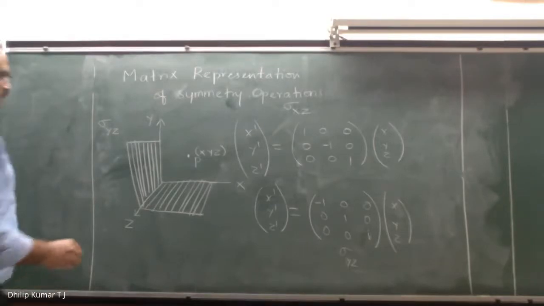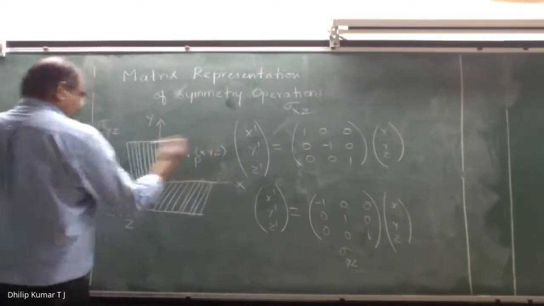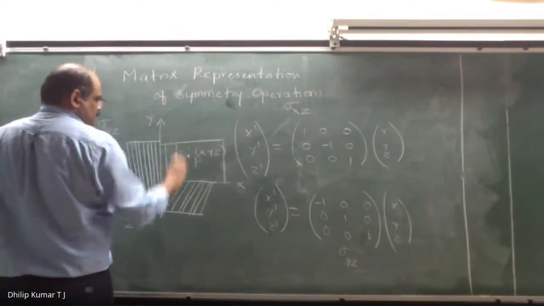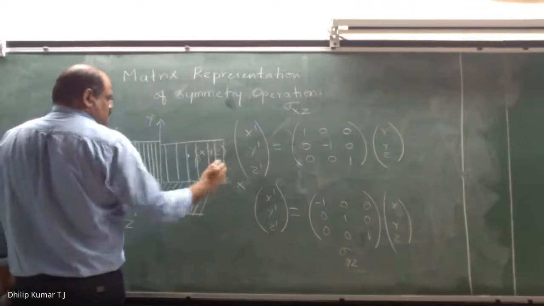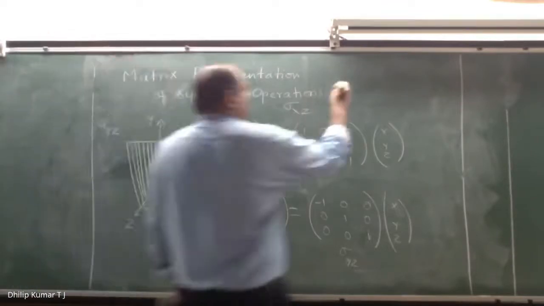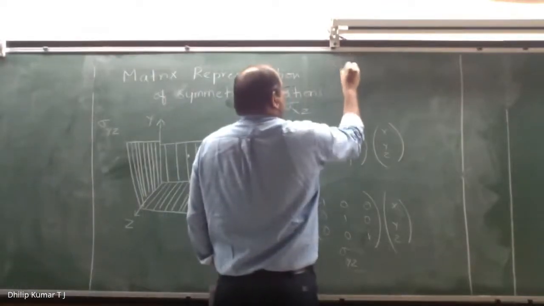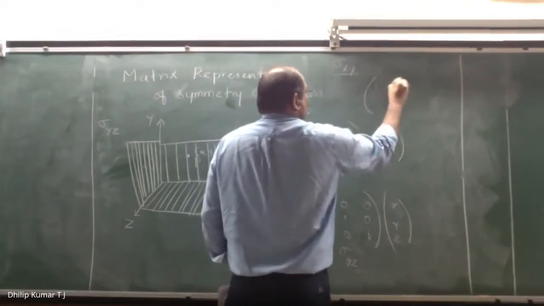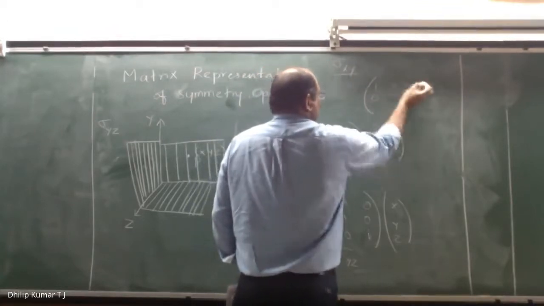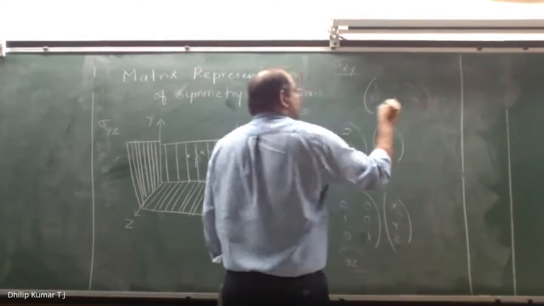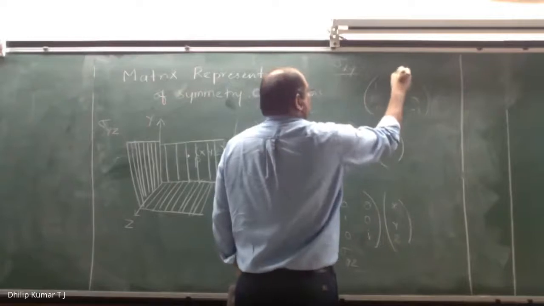Then one more plane, right? One more plane is the xy plane. To cut it through the xy plane, what happens? Cut through the xy plane, the z will become minus z. So I'll write it here. Sigma xy, 0 0. So this is for sigma xy.